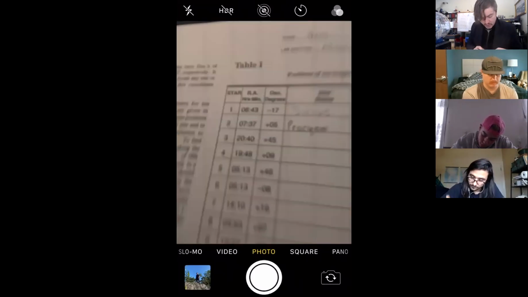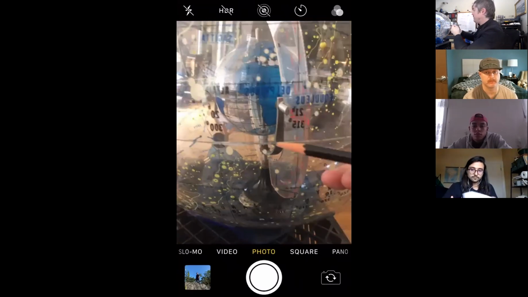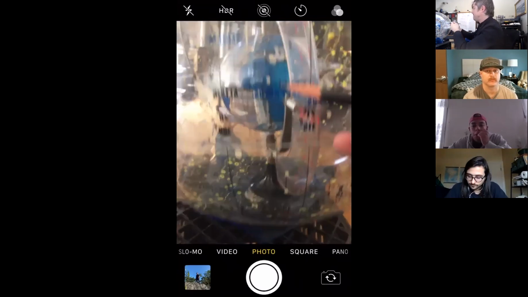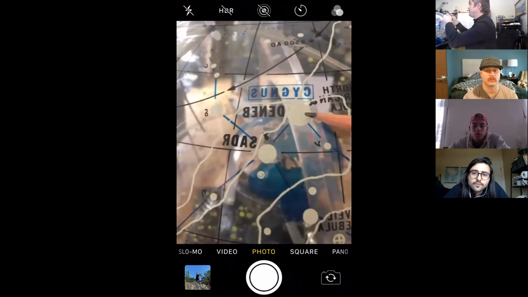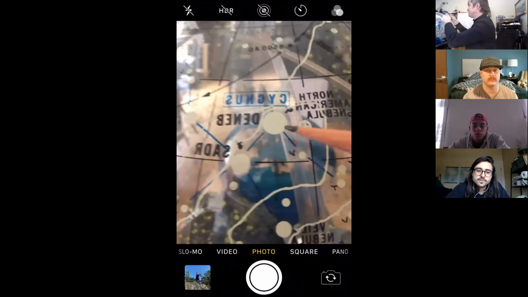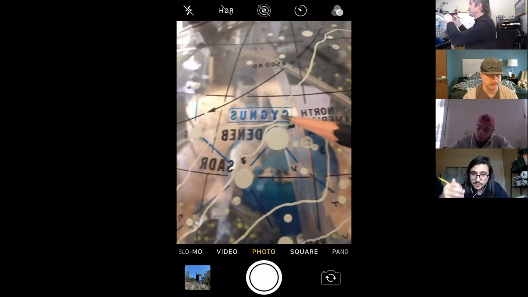Next up, 2040, positive 45. So we're going to have to swing around this globe here. Here's 20. 2040 is there. And we need to go up positive 45, positive 10, 20, 30, 45. What's our star? Deneb, and the constellation is Cygnus the Swan.